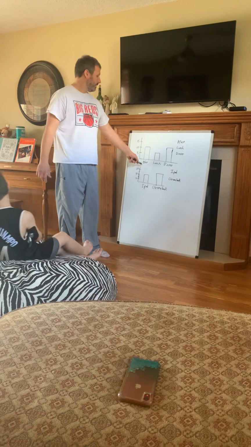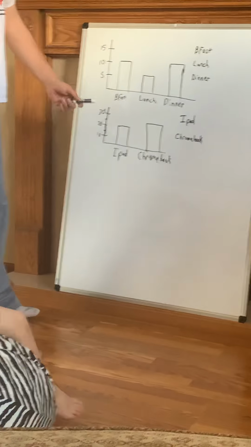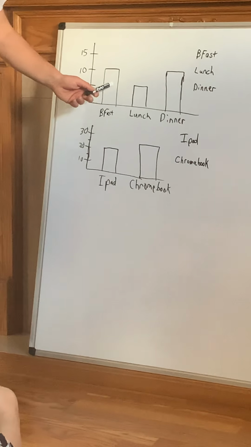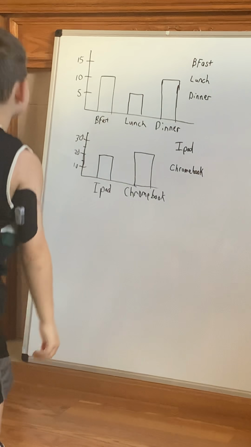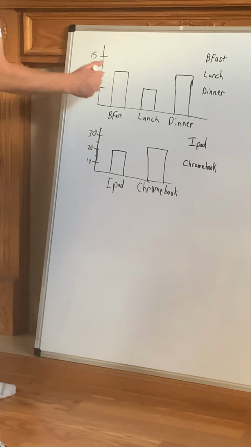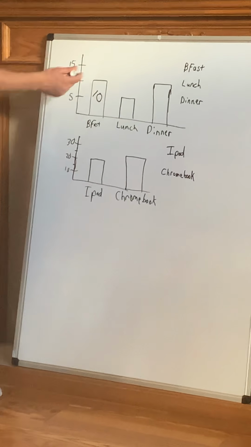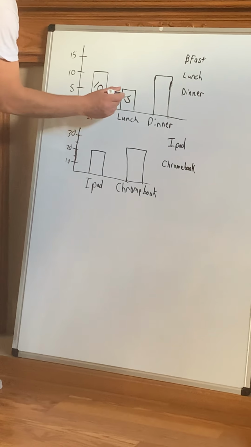Alright, today we have breakfast, lunch, and dinner in this bar graph. Stockton, can you tell me how many people picked breakfast? 10. You look here and it's 10, so 10 picked breakfast. Paisley, how many picked lunch? 5. Very good. Stockton, how many picked dinner? 10. So now we're going to make a fraction for breakfast.